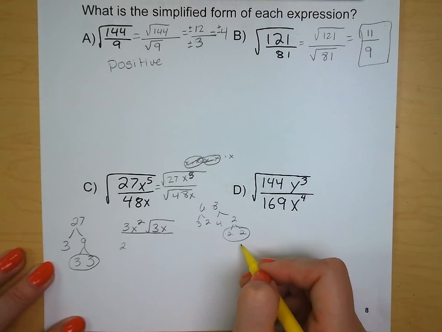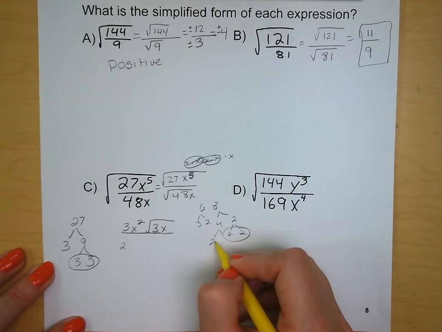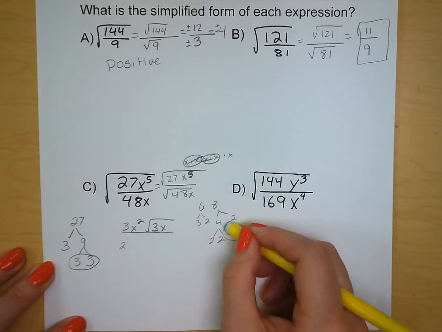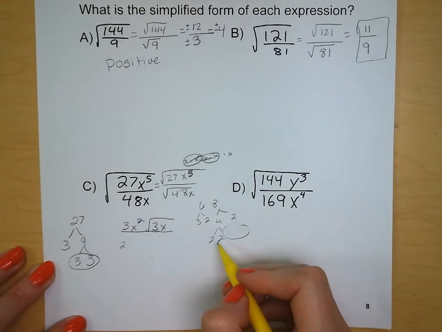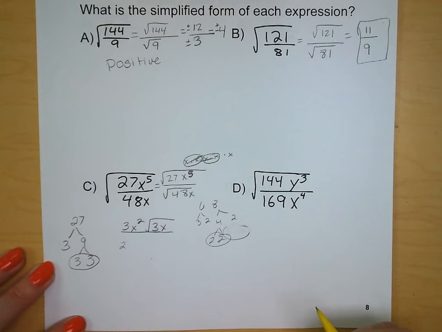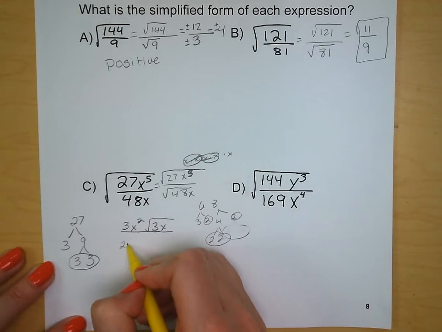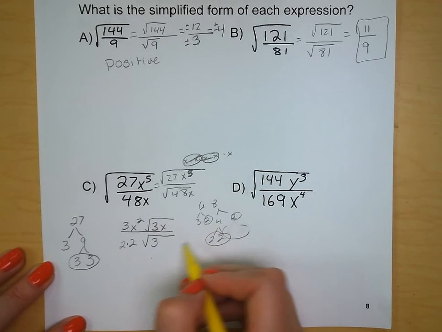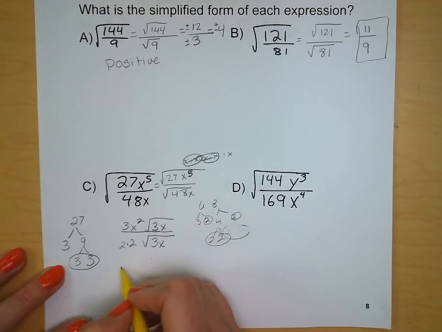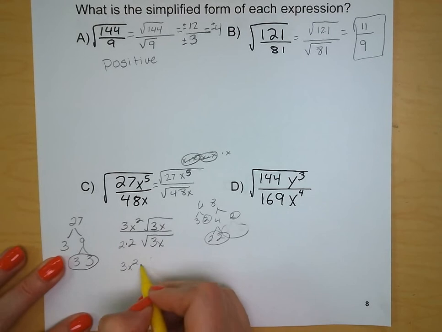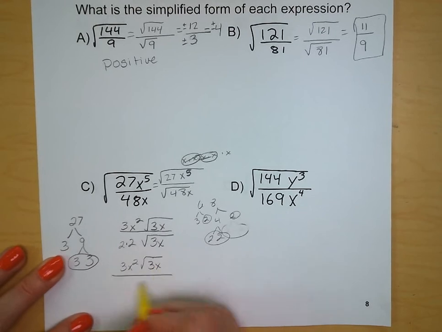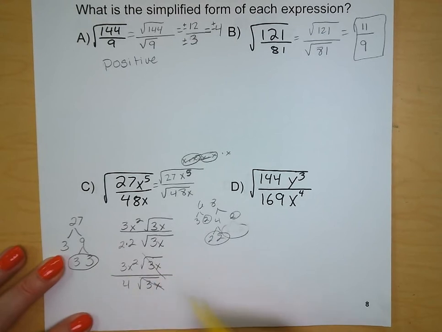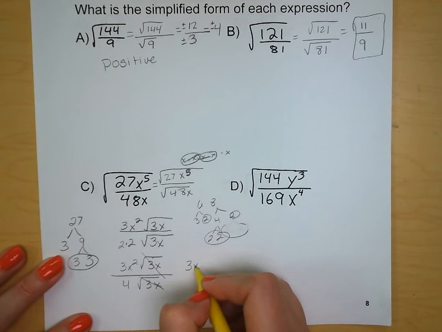Four breaks into 2 times 2. That's what I meant. So we've got 2 sets of 2's that we can take out. And we've got the square root of 3x. So we've got 3x squared times the square root of 3x over 4 times the square root of 3x. Hey, that's the same thing on the top and the bottom. That can cancel out. We are left with 3x squared over 4.